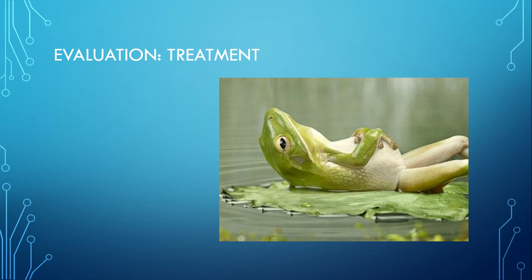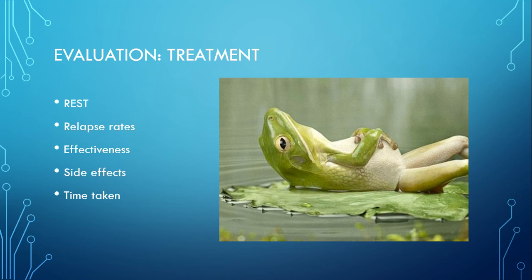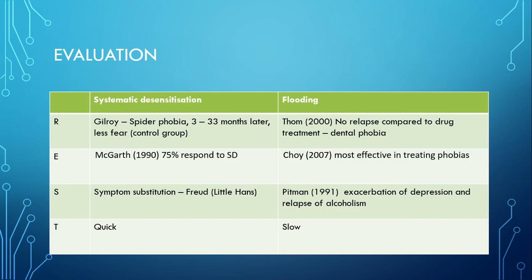Evaluations of treatments, this is a new one again, so this doesn't fit with SPEC or SPIC, which is the one we did last. This one is REST. So R, relapse rates, E, effectiveness, S, side effects, and T, time taken. The whole time with all of these, you do use the P structure. Okay. So here you do need to know, unfortunately, this is the only one where you need to be able to evaluate both systematic desensitization and flooding. So you could be asked a question about systematic desensitization specifically or about flooding specifically.